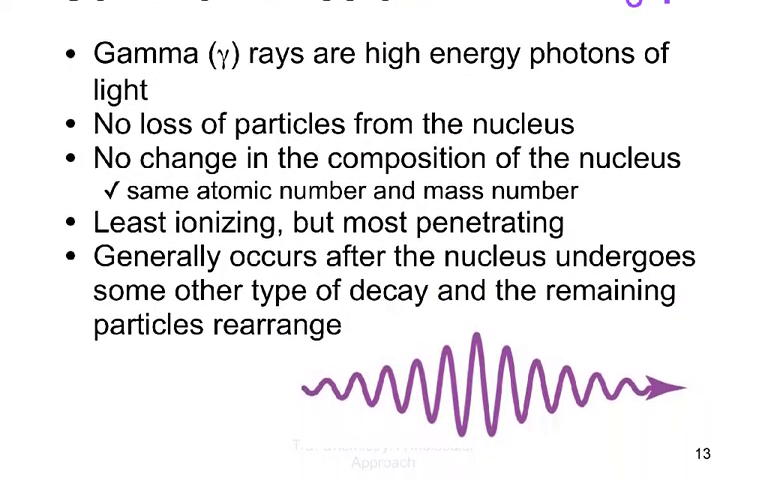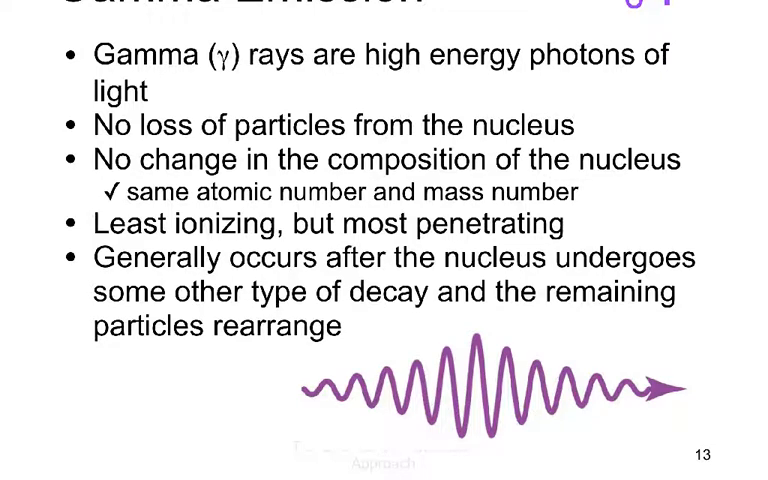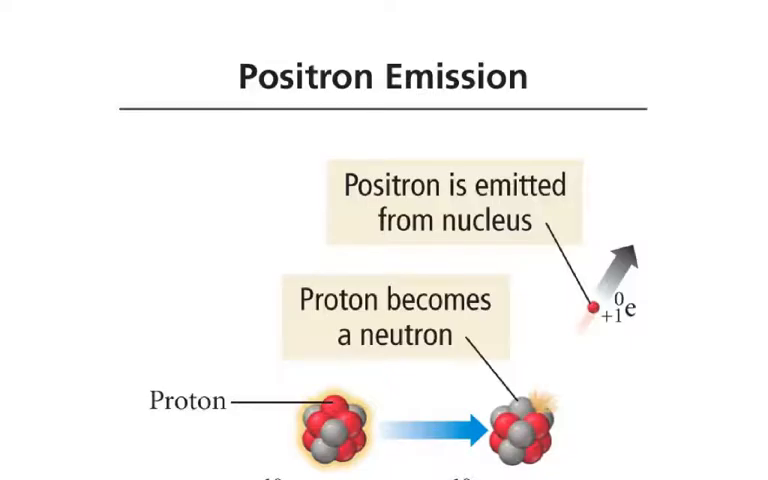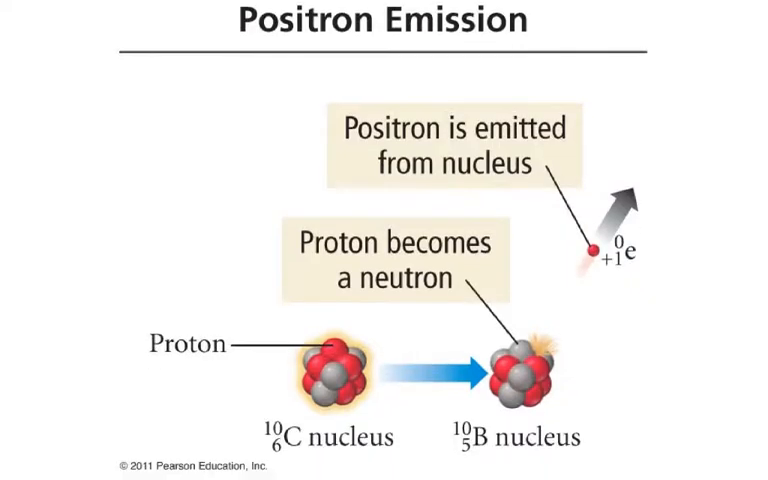Gamma is a high energy photon of light. It does not change the nucleus itself, no loss of particles. It is the least ionizing but the most penetrating. And it's going to generally occur after the nucleus undergoes some other kind of decay and the remainder of the nucleus is rearranging.